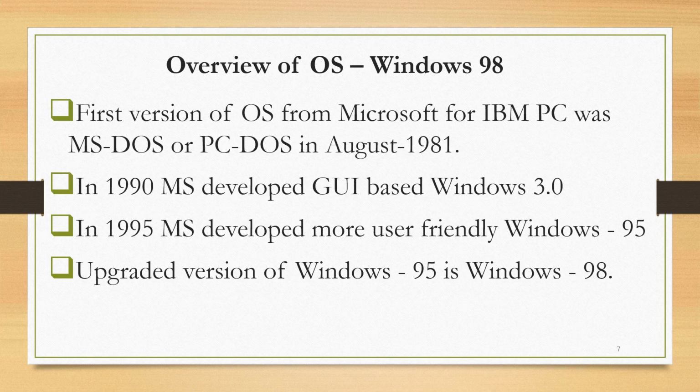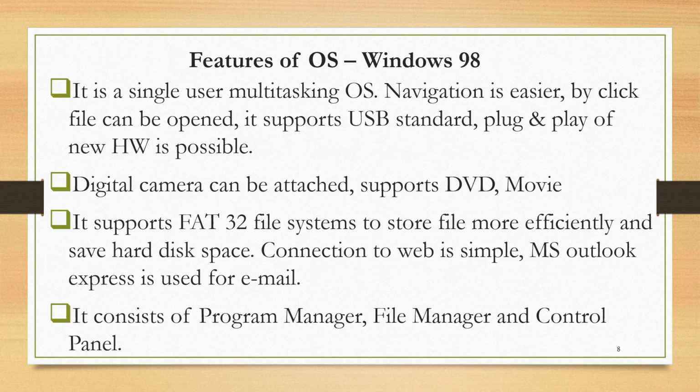Then in 1995, Microsoft developed Windows 95, which was user friendly. Subsequently, it was upgraded to Windows 98. So this is the rough history of the Windows operating system. Now, what are the features of Windows 98? It is a single-user multitasking OS. That means only one person can use it, but it is multitasking, so it can perform multiple tasks.